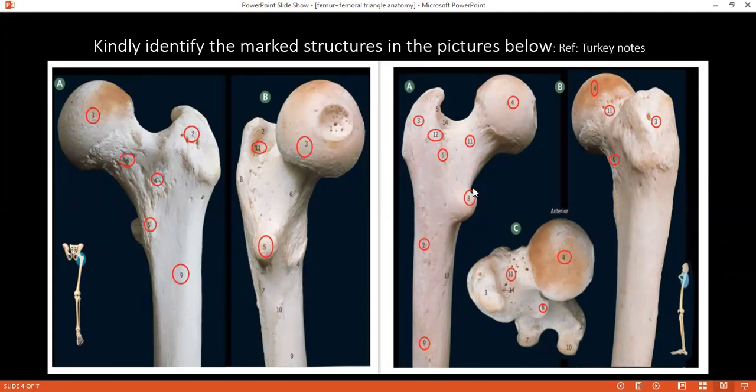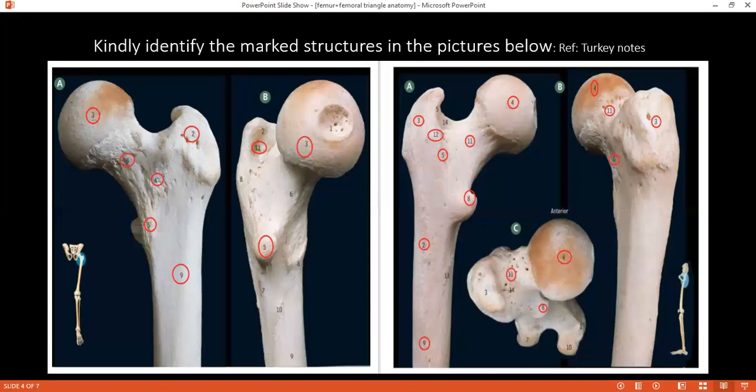Moving on to the right-hand side, there are 3 images. Coming to picture C, what is 4? Head of femur. 11, neck. 8, lesser tuberosity. Okay. Can you tell me which bones form the hip joint? The ilium, pubis and ischium form the acetabulum, and with the head of the femur it forms the joint.